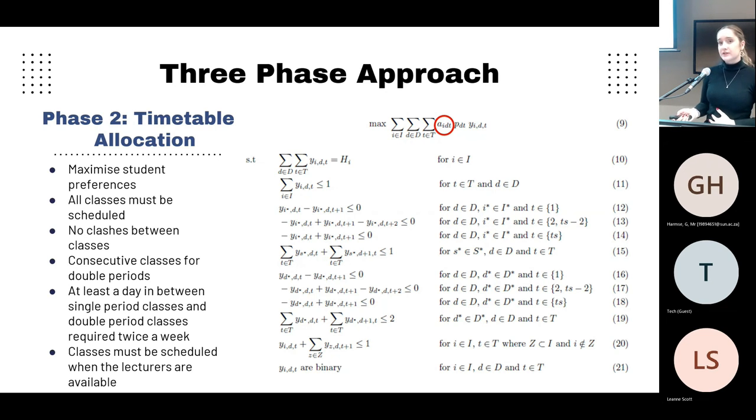One of the issues that we came across when we were doing this is that all the classes were being allocated consecutively, either in the morning or the afternoon, depending on the preference we had. So we introduced another constraint which had a period break between all the classes, so they weren't 5 hours of consecutive classes.